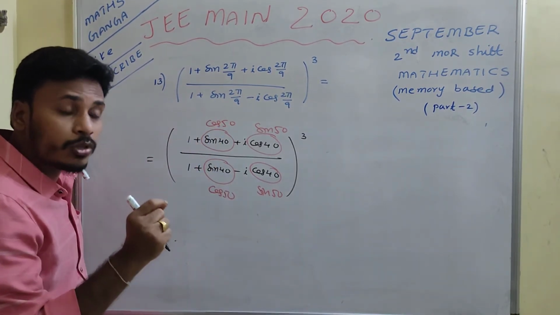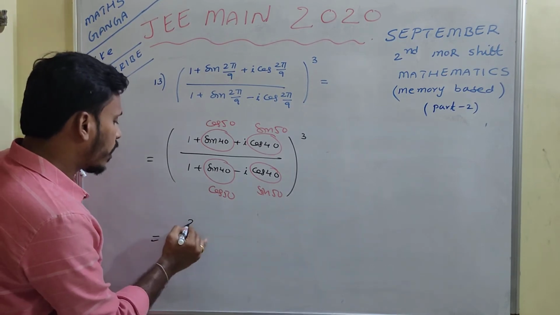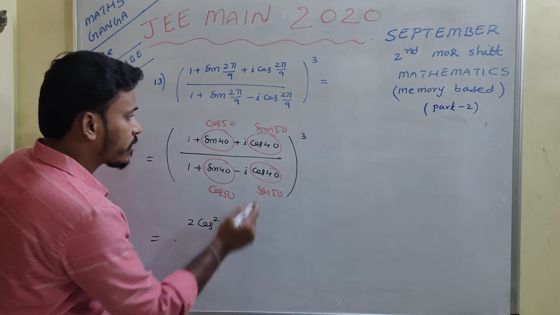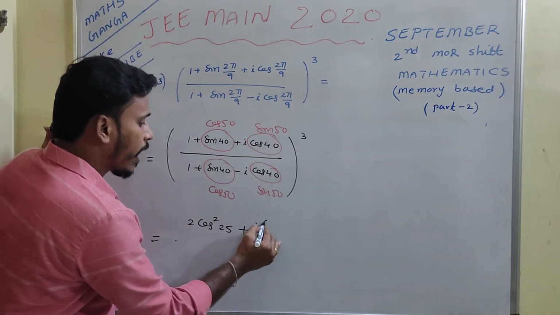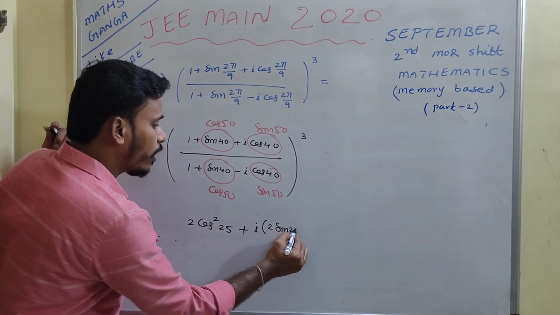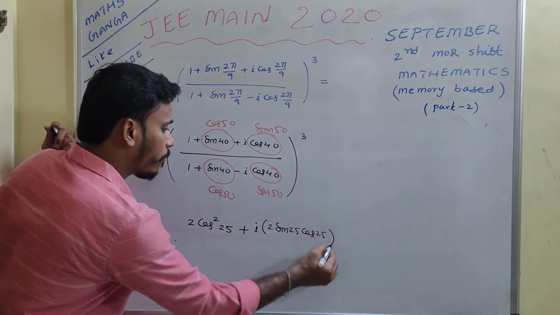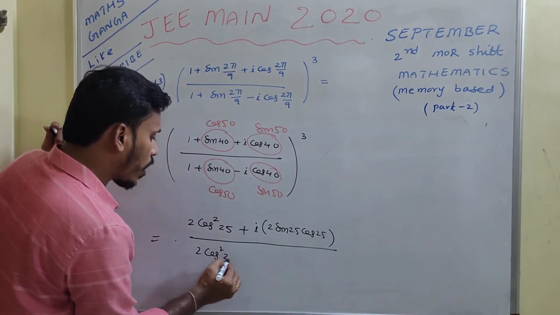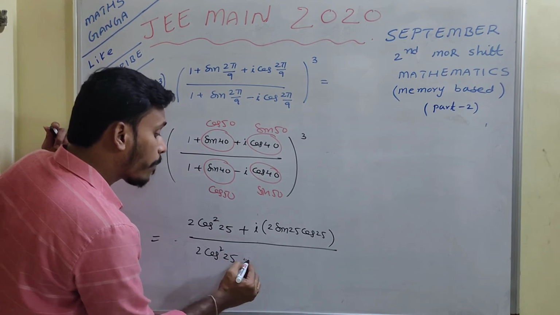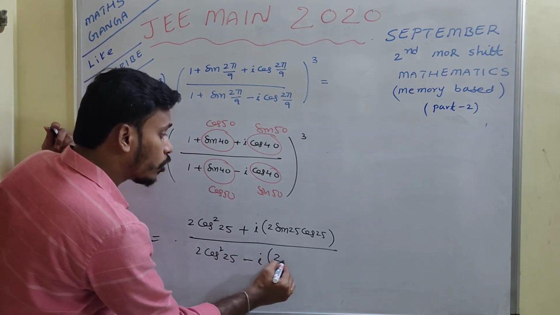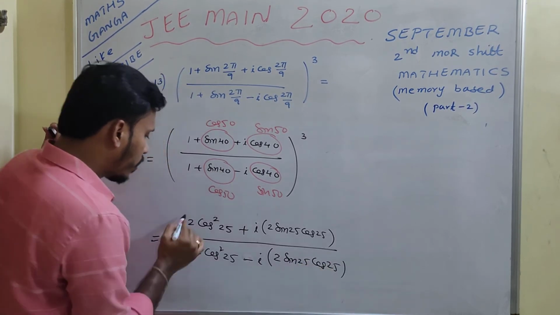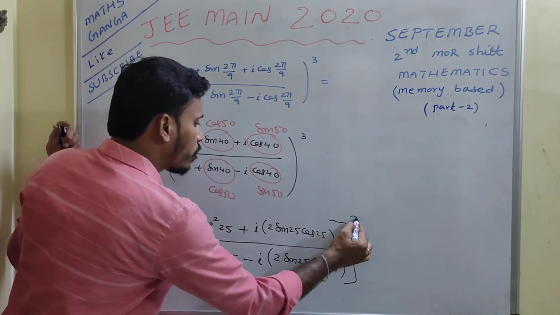And for further simplification, 1 plus cos 50. 1 plus cos 2 theta is 2 cos square theta. That's why you just write it like 2 cos square 25, plus this is i sin 50, right? i into 2 sin 25 into cos 25. Divided by, in the denominator, 1 plus cos 50 is 2 cos square 25, minus i into 2 sin 25 cos 25.